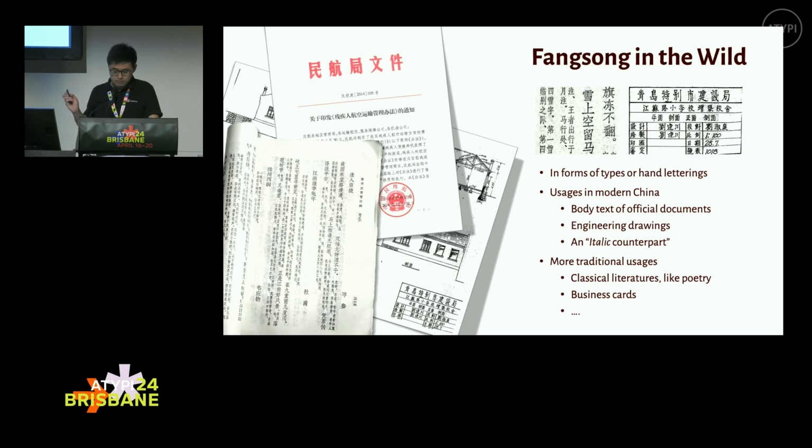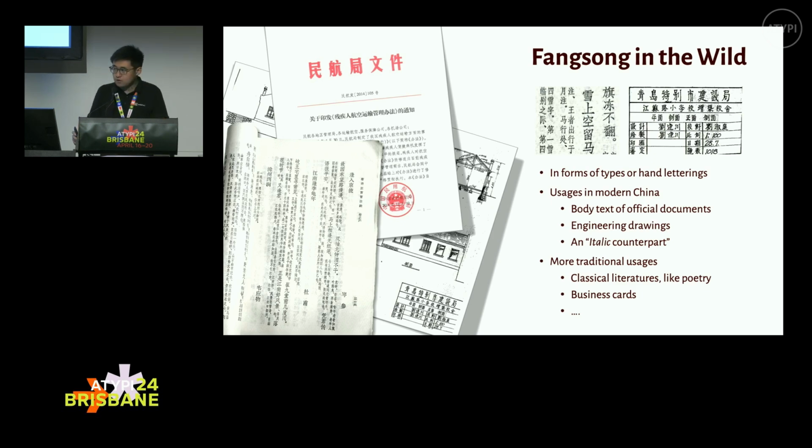Even though Fangsong might not be as important as the serif and the sans styles, it still holds a significant place in China, in the forms of both hand lettering and printed types. A century ago, during the heyday of Fangsong diversity, it was widely used on book covers, in classical literature, and on business cards. In modern China, there are still numerous needs where Fangsong is mandatory. For instance, official documents often require Fangsong in body text as per their style guides.